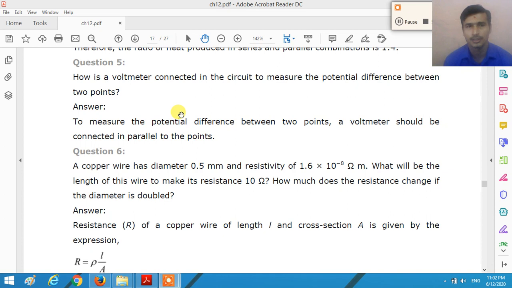And what about the ammeter? How is the ammeter connected in the circuit to measure the electric current? The ammeter is used to measure the electric current, so it is connected in series with the component. So here are two questions: how the voltmeter and ammeter are connected in a circuit to measure the potential difference and the electric current. The voltmeter is connected in parallel, whereas the ammeter is connected in series, right?